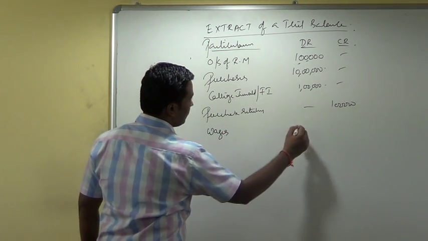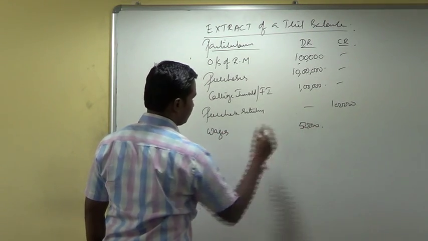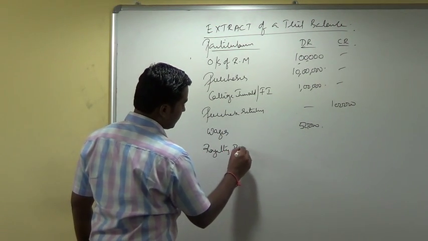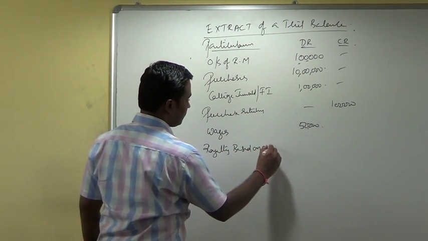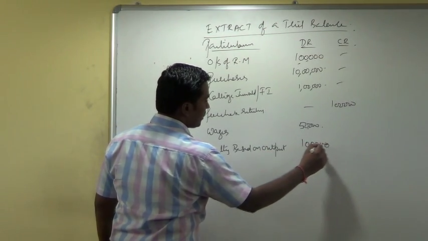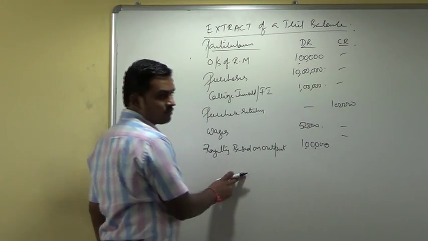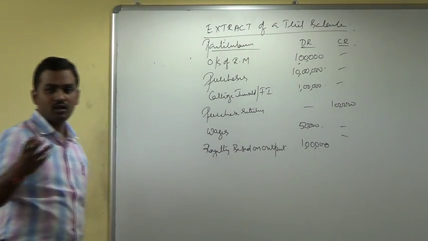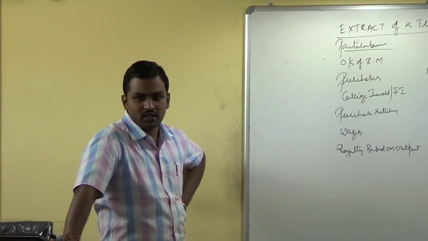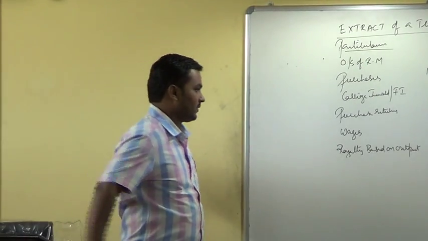Wages, 50,000. Royalty, based on output. Royalty is not based on period, it is based on output. That means it is measured per unit of output, or calculated based on output, not on period. Royalty based on output.